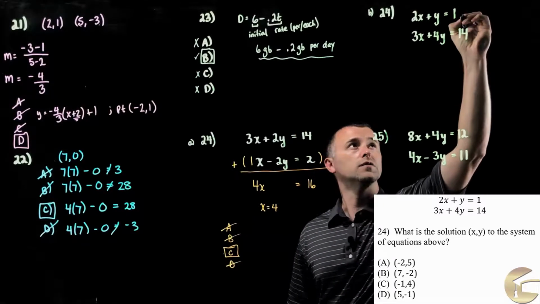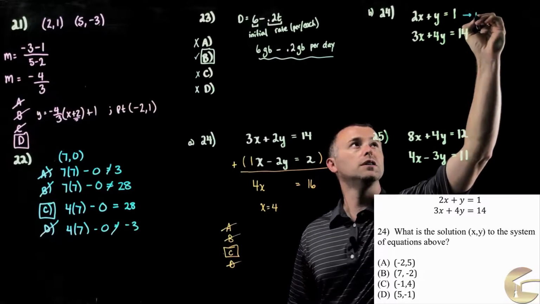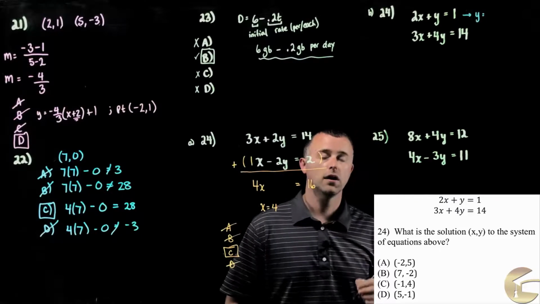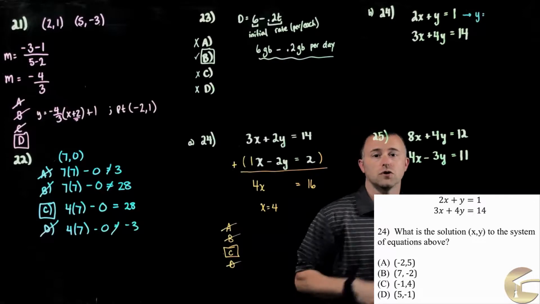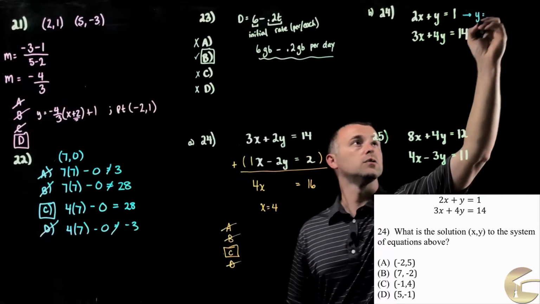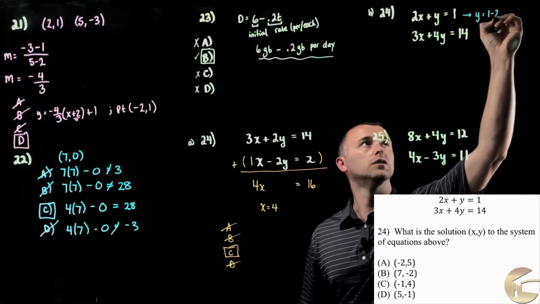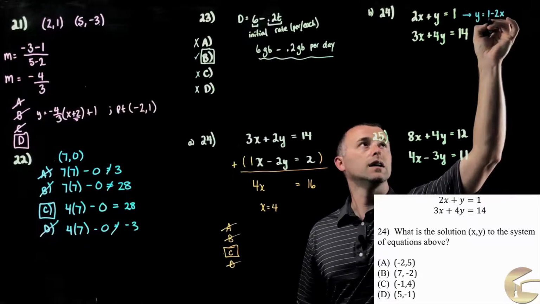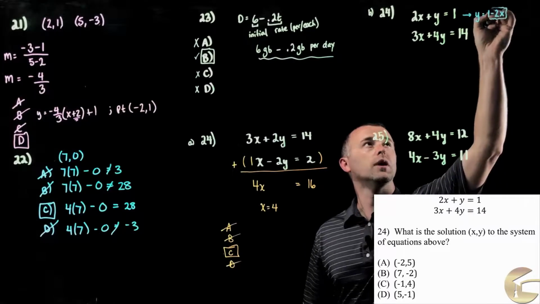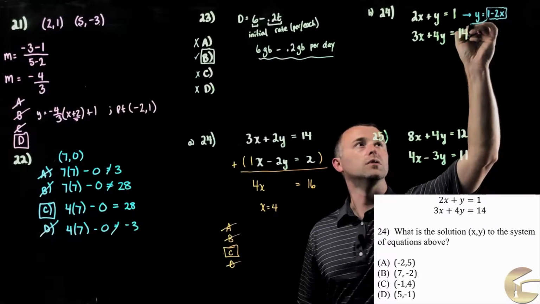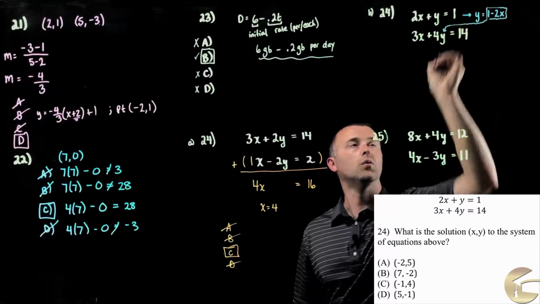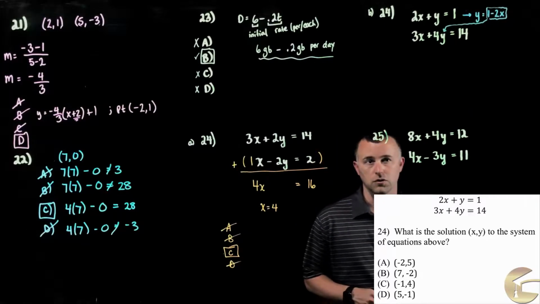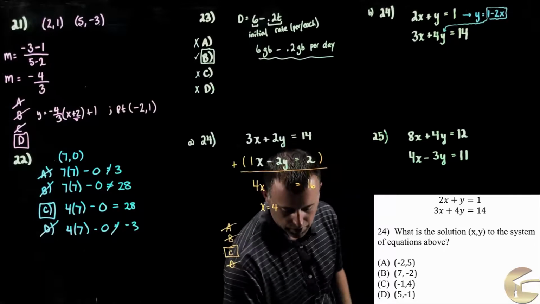And the reason why it's viable is because it's really easy to solve this equation for y. All I need to do is subtract 2x from both sides. So I can say y is 1 minus 2x. And I can take this 1 minus 2x, and I can substitute it in here for y. And that's exactly what I'm going to do on this problem.